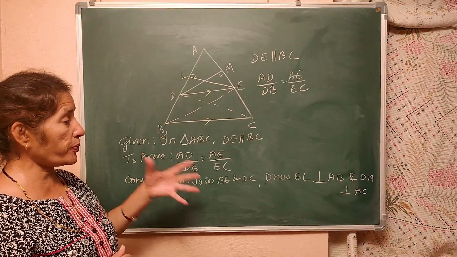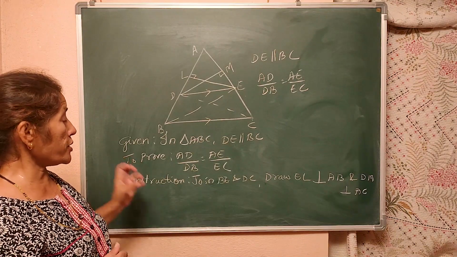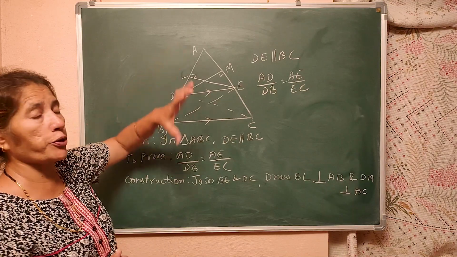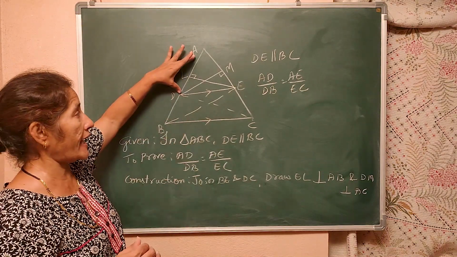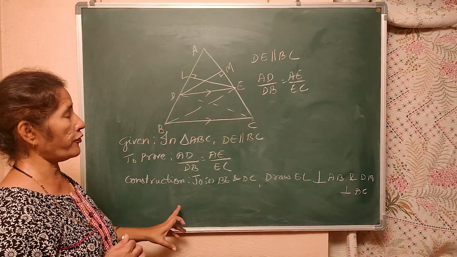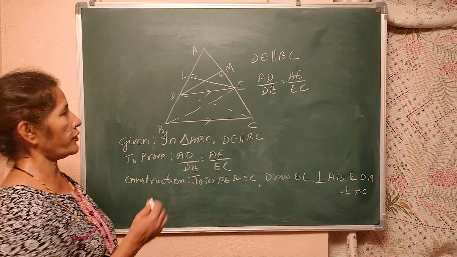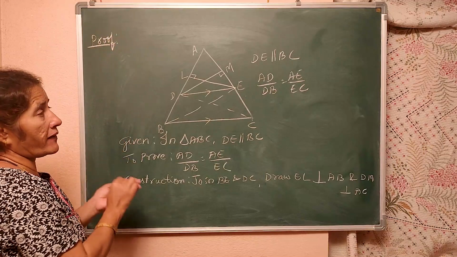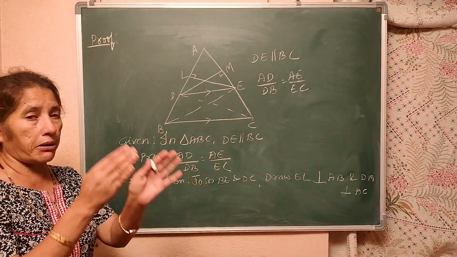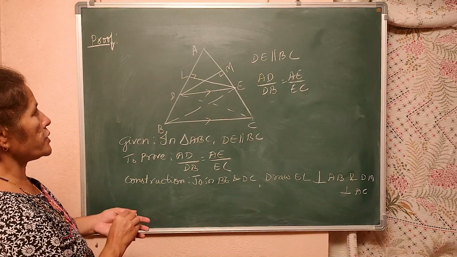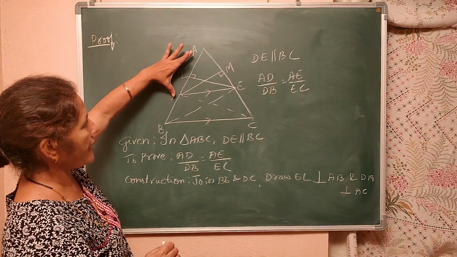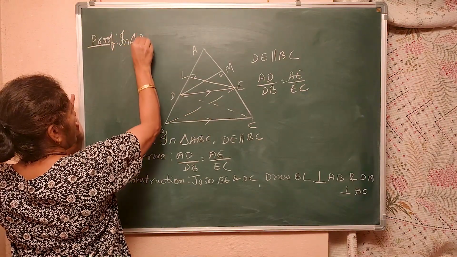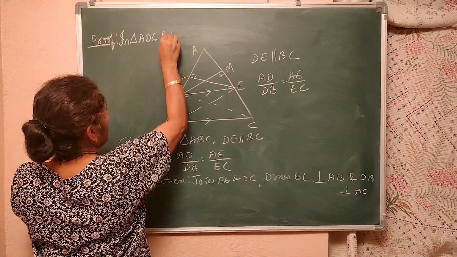Now, always when you go for a proof, you should know what you have to prove. Here AD by DB comes. So you have to consider the two triangles where AD and BD come. So I'll start my proof. How to write down the proof? For the proof, there always has to be some statement and reason. So, in triangle ADE and triangle BDE.